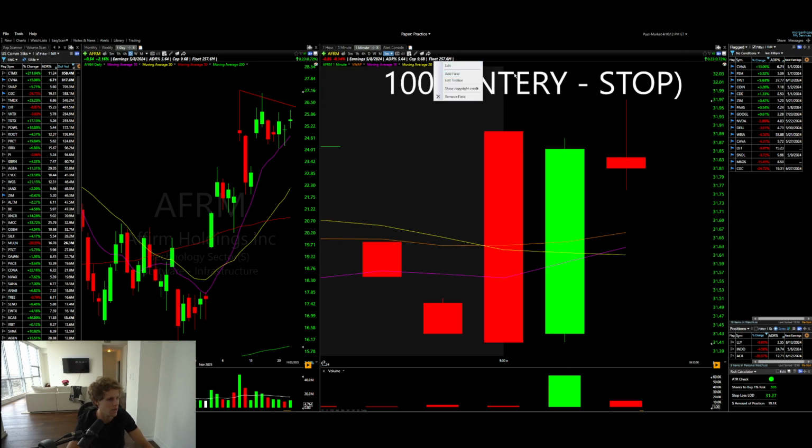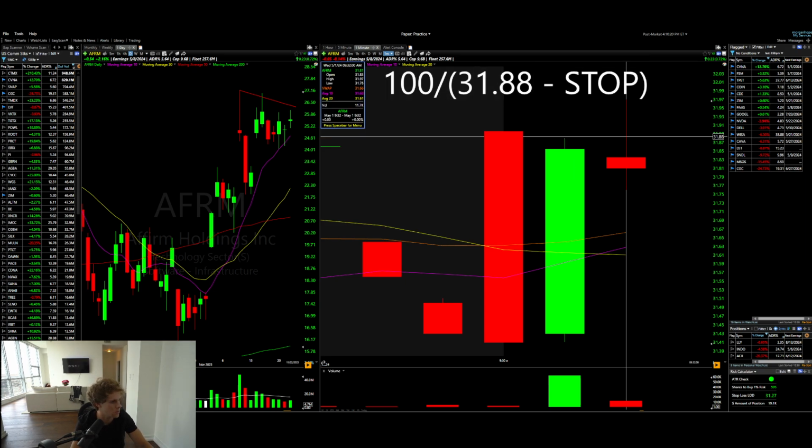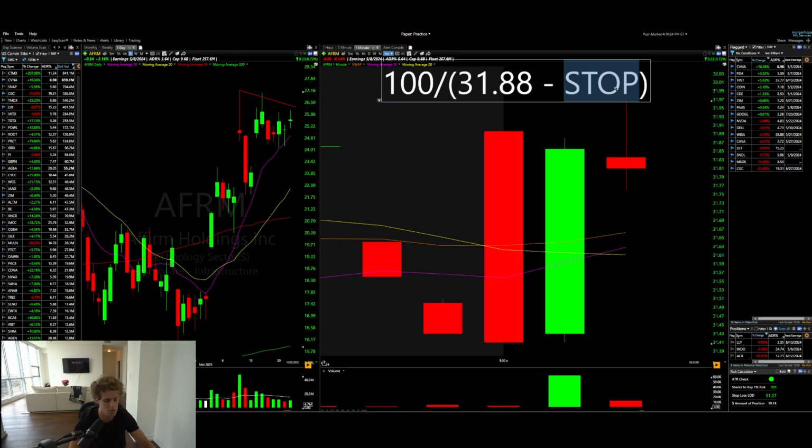So 31.88 is your entry. I spelled entry wrong. Good thing I don't have to go to English class or anything like that. So 31.88, and your stop loss, what's the low of this candle? 31.41. So this is going to calculate your position size for shares.